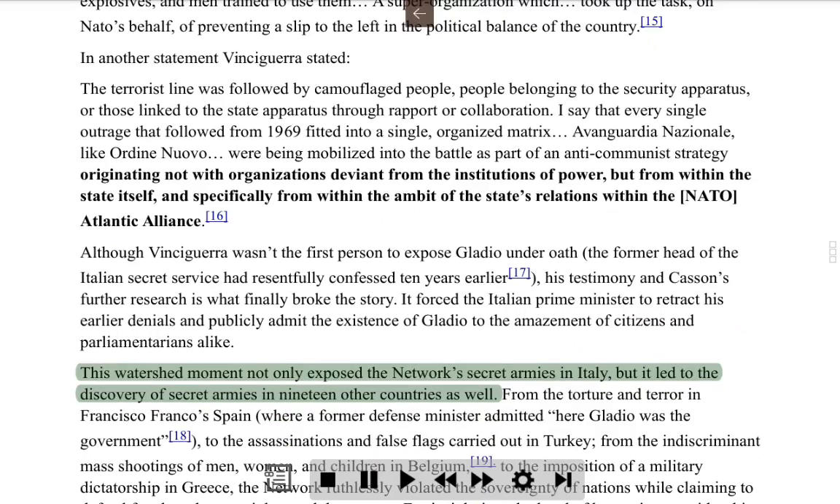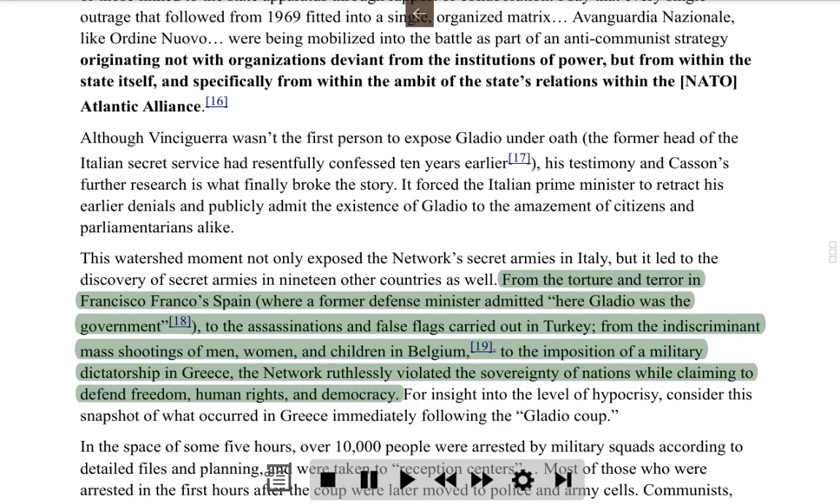This watershed moment not only exposed the network's secret armies in Italy, but it led to the discovery of secret armies in 19 other countries as well, from the torture and terror in Francisco Franco's Spain, where a former defense minister admitted here Gladio was the government. 18. To the assassinations and false flags carried out in Turkey, from the indiscriminate mass shootings of men, women, and children in Belgium. 19. To the imposition of a military dictatorship in Greece.